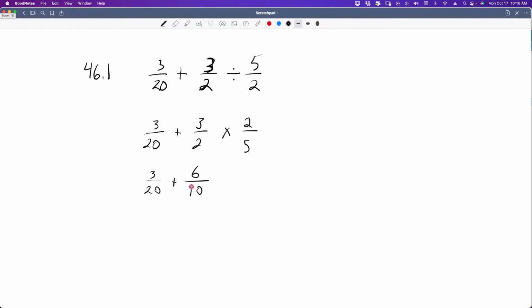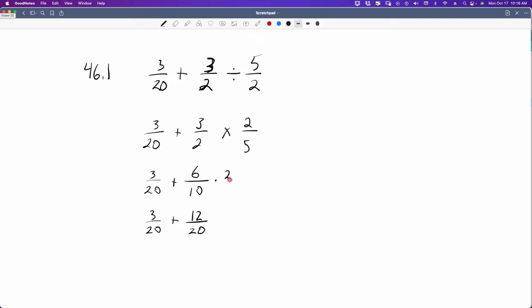Easy peasy. Except that this fraction and this fraction don't have the same denominator. Now I know that 20 is 2 times 10. 10 is a factor of 20. But I can't reduce 3 over 20 by 2 because 3 is a prime number. So instead I'm going to multiply this and bring this denominator up to 20. So 3 over 20 plus 12 over 20 because I multiplied 6 by 2 and 10 by 2.